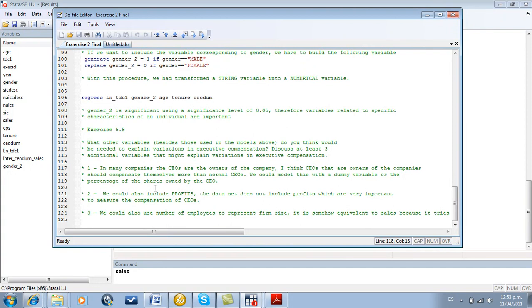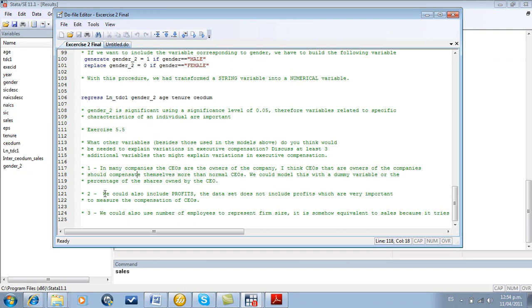In many companies, the CEOs are the owners of the company. I think CEOs that are owners of the companies should compensate themselves more than normal CEOs. We could model this with a dummy variable or the percentage of the shares owned by the CEO. At least here in Mexico, there are a lot of family businesses, and of course the owners are the CEOs, and I think they should compensate themselves a lot more than CEOs that are not the owners of the company. So that's why I included this variable.